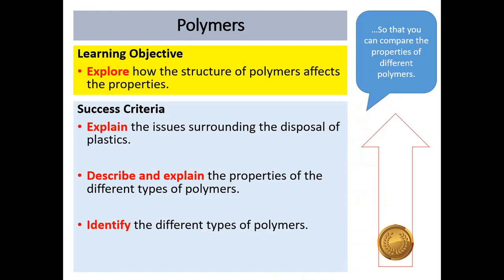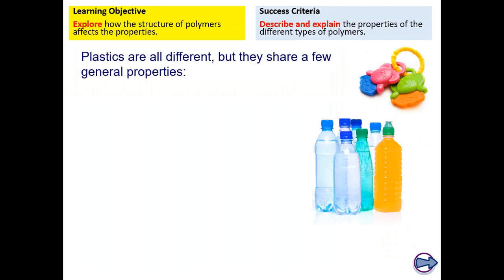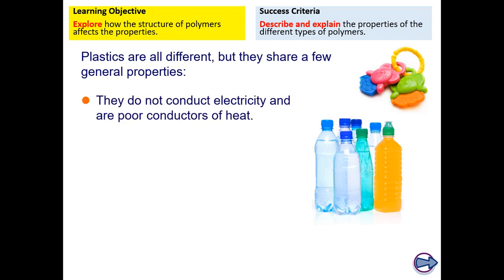So now we've identified our different types of polymers, what we need to understand is why they are different and be able to link the structure to their properties. So all plastics have some general properties that they share. So whether they're thermosetting or thermosoftening, they all share general properties. They don't conduct electricity and they're really poor conductors of heat. So you wouldn't use them in something that you want to transmit electricity or heat through. Metals are a much better product for that.